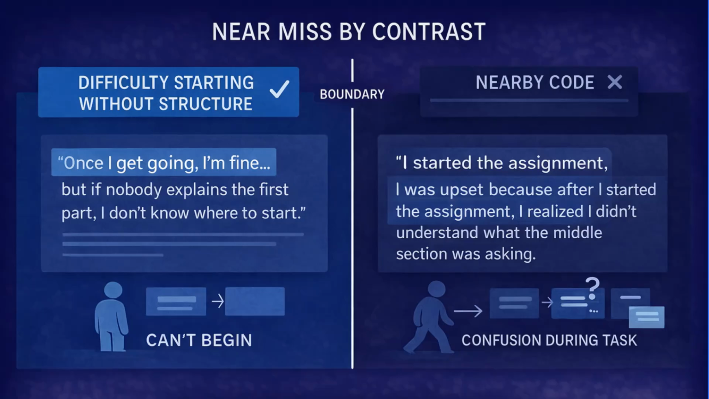Imagine a segment that says, "Once I get going I'm fine, but if nobody explains the first part, I don't know where to start." That still fits difficulty starting without structure, because the emphasis is on not being able to begin. Now imagine a different segment that says, "I was upset because after I started the assignment, I realized I didn't understand what the middle section was asking." That may sound nearby, but it is not primarily about initiation. It is about confusion during task engagement. That near-miss matters because it shows why boundaries are not an extra detail. They are what keep one code from absorbing too many different kinds of difficulty.